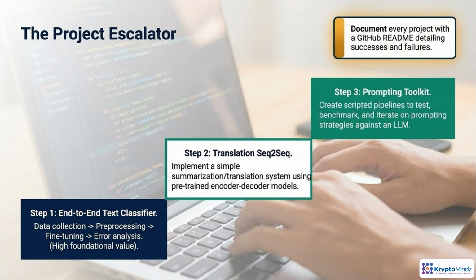Intermediate projects should feel like climbing a staircase. First, build an end-to-end text classifier. Collect your own data, clean it, fine-tune a model, then examine where it fails. That gives you real intuition about the full pipeline. Next, create a tiny translation or summarization system using a pre-trained sequence-to-sequence model. Finally, develop a prompting toolkit, scripts or notebooks where you systematically compare prompts, log results, and capture what you learn in concise write-ups or readmes.